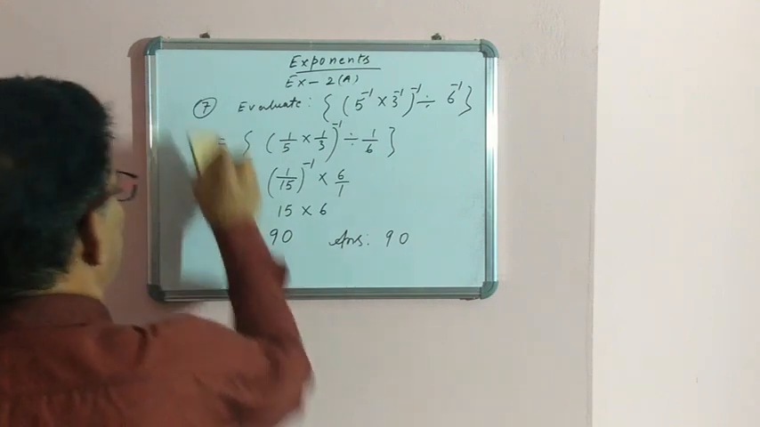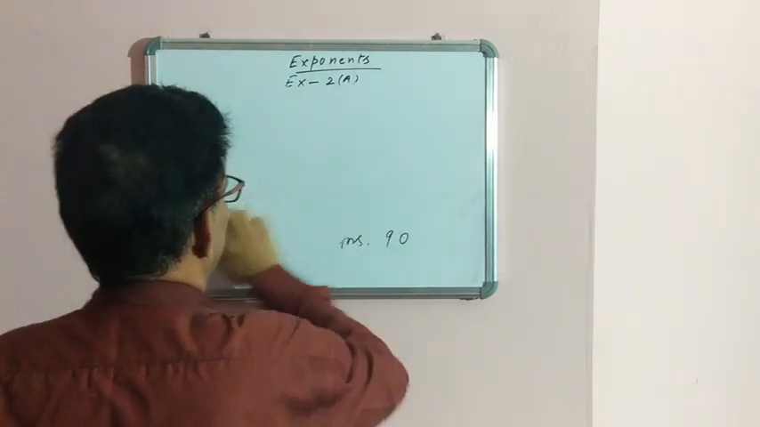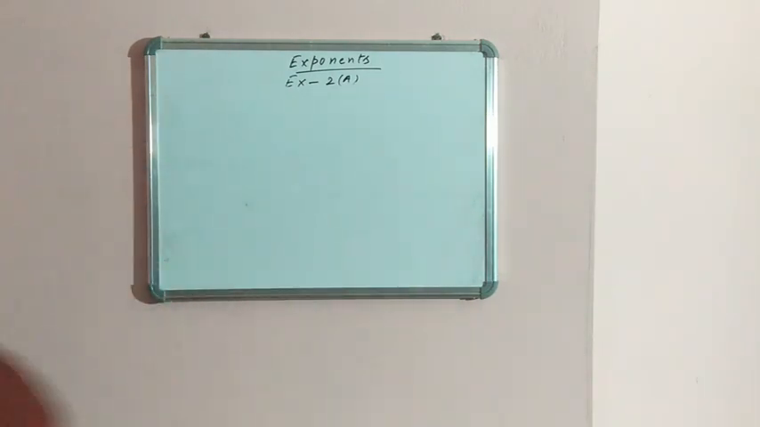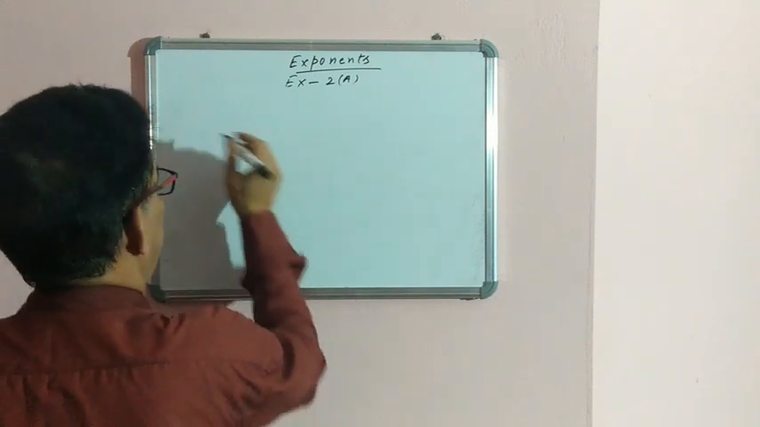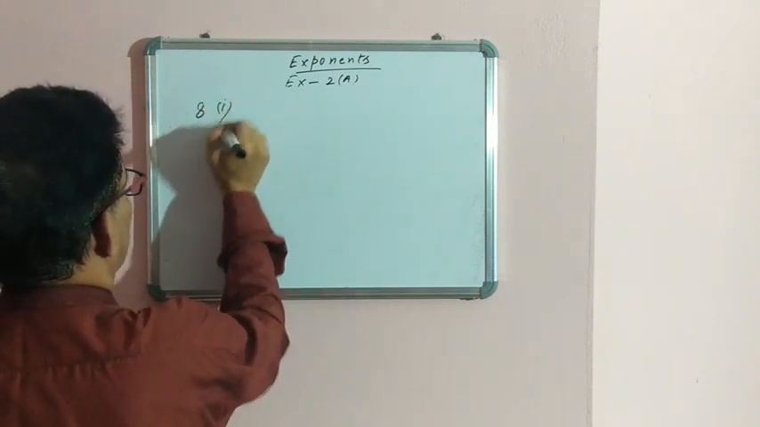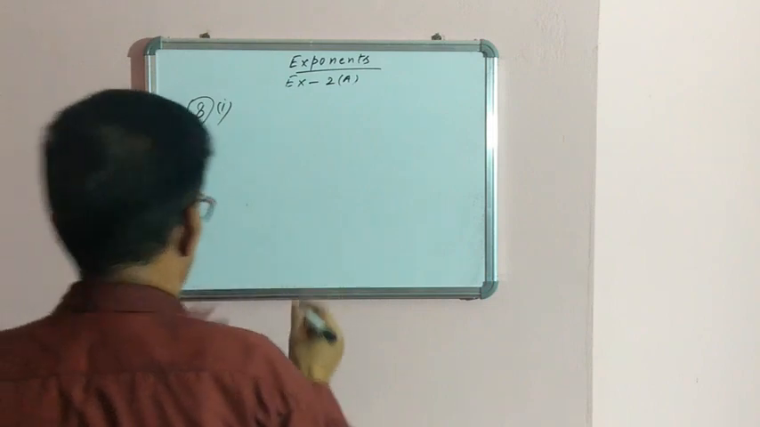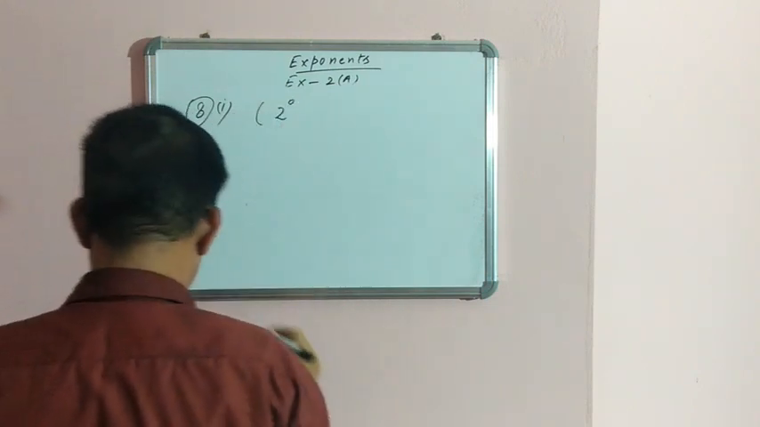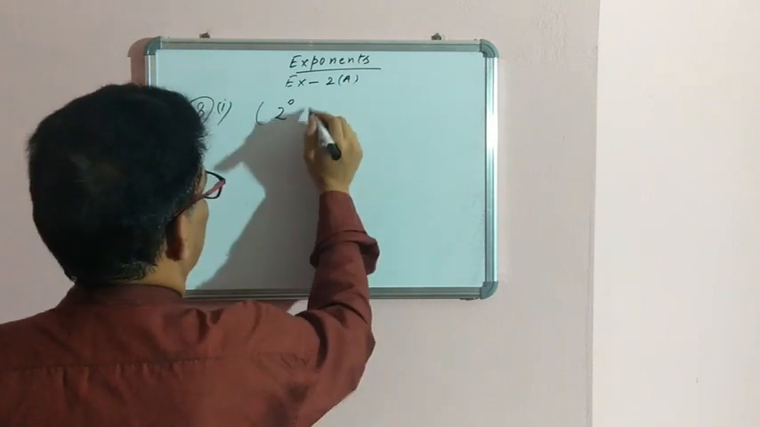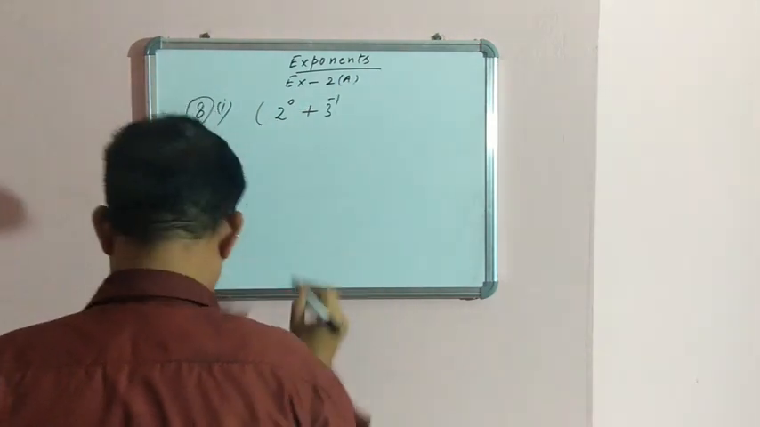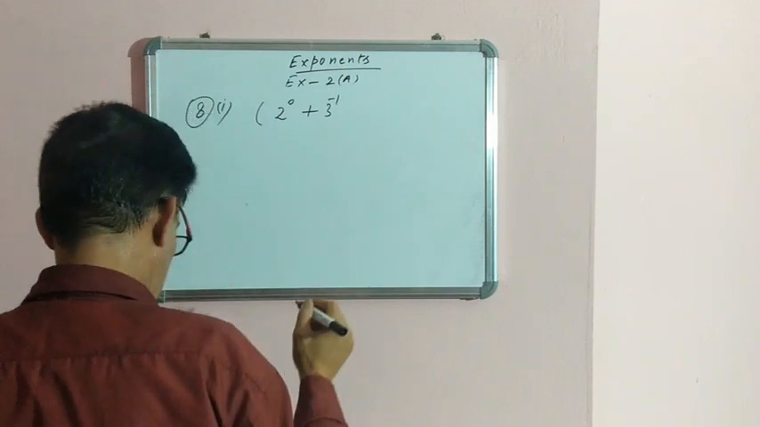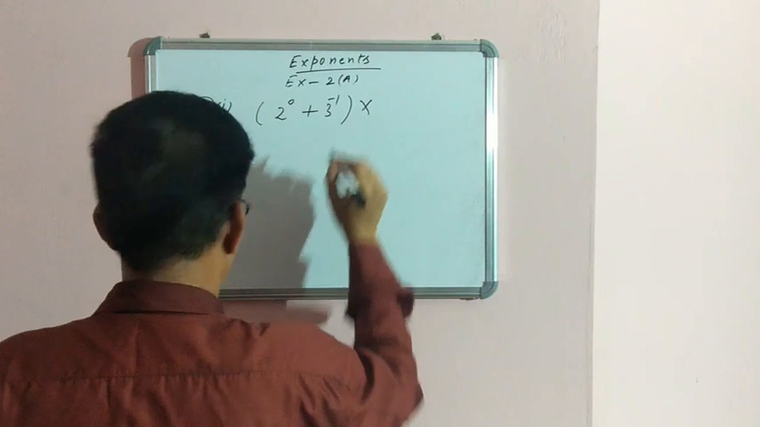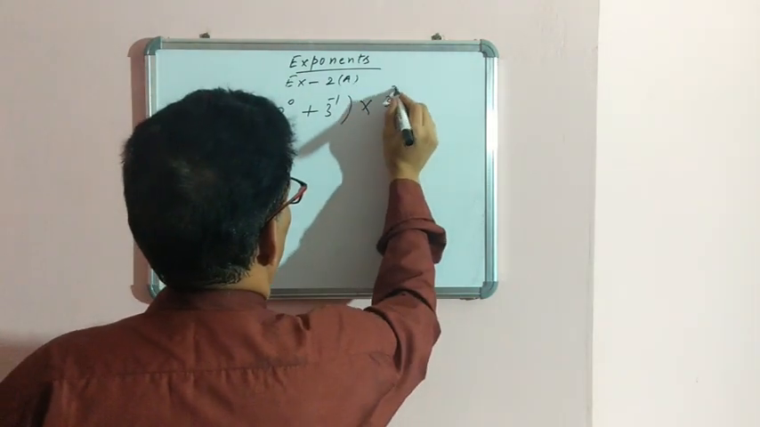You have to find the value. 8, one part I am doing. Question number 8. You have to find the value of 2 power 0 plus 3 power minus 1, into 3 power 2.